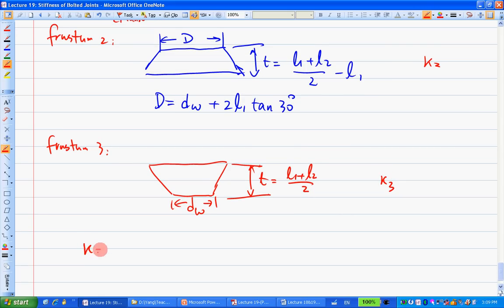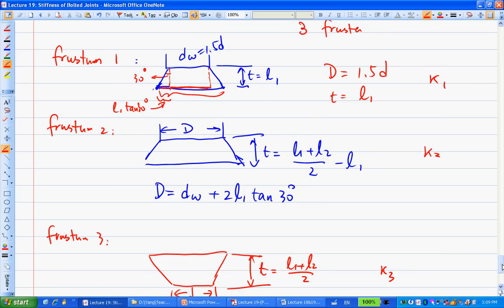So the total stiffness is 1 over K1, K2, and K3. The challenge here, in my past experience, is how to properly calculate this capital D, particularly for the intermediate frustum, and there are many mistakes made here. Second is to use your calculator properly. I'm not sure why, but there are always all kinds of strange numbers coming up, even if you're using the right formula. So it doesn't hurt to punch in the formulas even before the final exam. Any questions? All good?